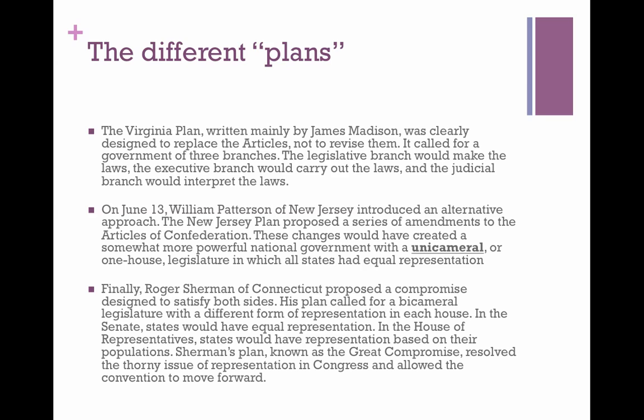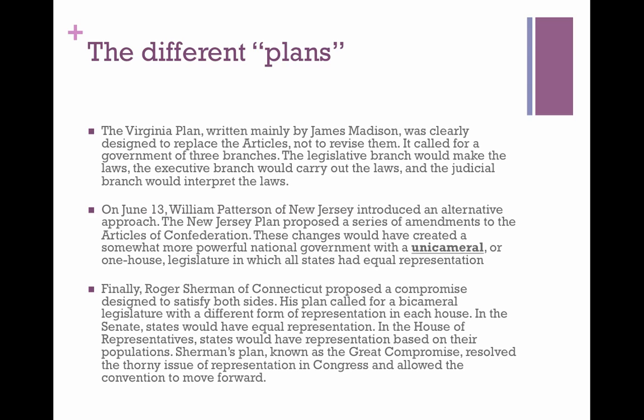So the final plan was proposed by Connecticut, and it's kind of a compromise that was meant to satisfy both sides of the New Jersey plan and the Virginia plan. It called for a bicameral legislative with a different form of representation in each house. In the Senate, states would have equal representation, but in the House of Representatives, states would have representation based on their populations.